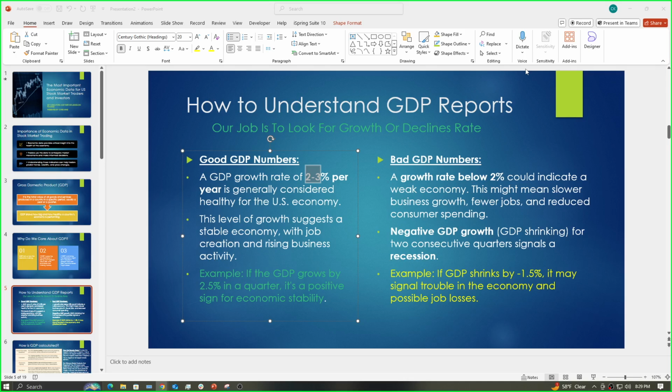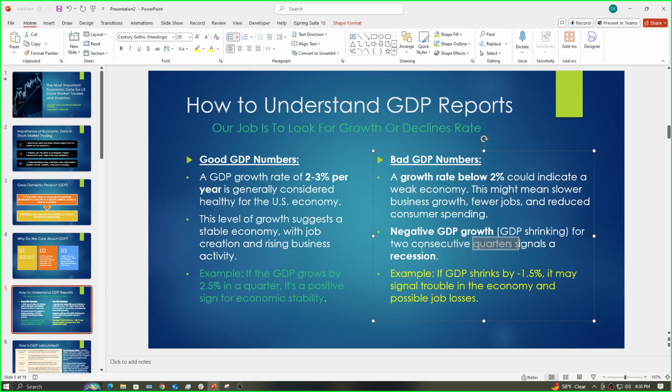Now, bad GDP numbers: a growth rate below 2% could indicate a weak economy. This might mean slower business growth, fewer jobs, and reduced consumer spending. I'm going to go over consumer spending, but I want you to understand, if people ain't spending money, is your economy growing? No. So negative GDP growth for 2 consecutive quarters signals a recession. This is important.